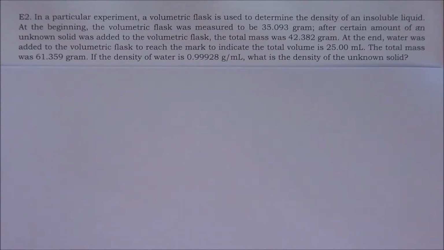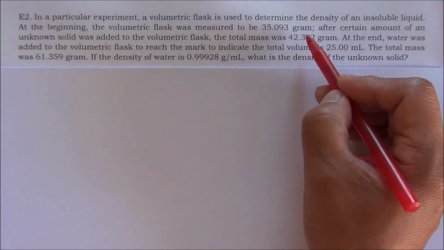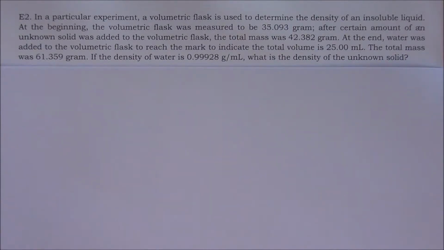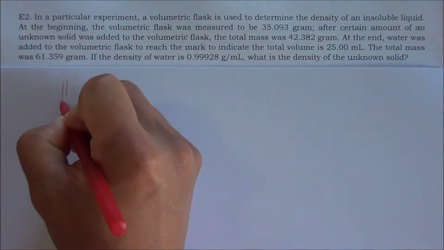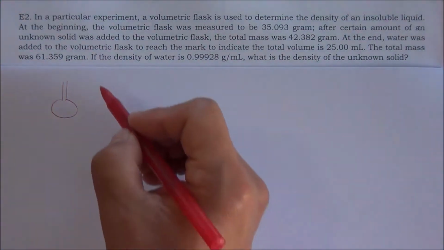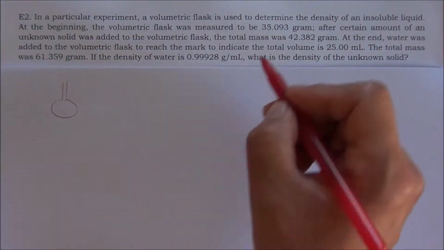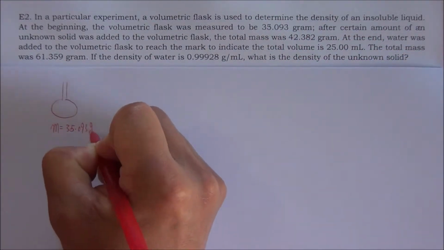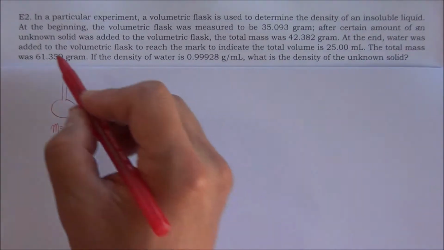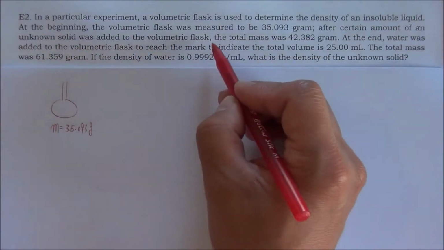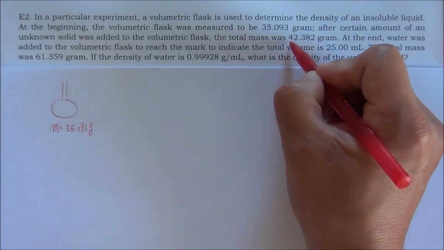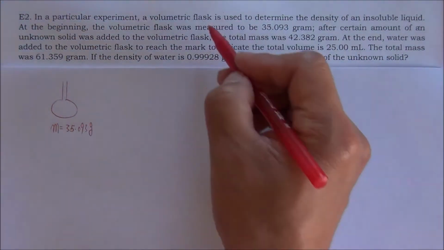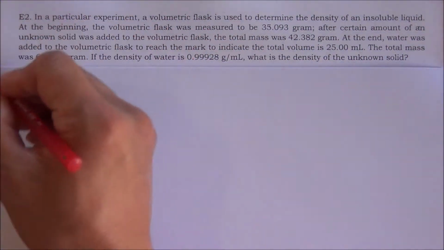Well, let's start from the beginning. When we read, the first number with unit is the volumetric flask mass. Let's draw an empty volumetric flask first. Well, from the problem, the mass of the empty volumetric flask is 35.093 gram. Let's continue to read. When we add the unknown solid to the volumetric flask, the total mass becomes 42.382 gram.